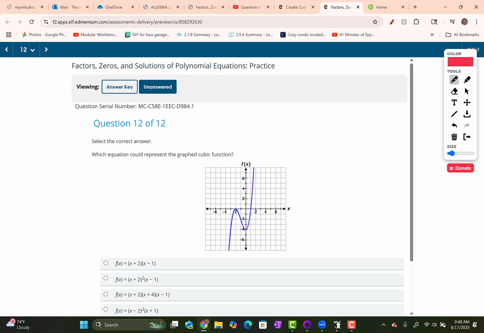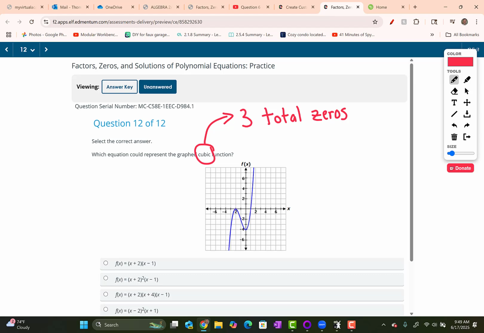Question 12, which equation could represent the graphed cubic function? So since it's a cubic function, that means it must have 3 total zeros, or 3 total solutions. And we can see it crosses the x-axis once here, and then it bounces off the x-axis once there.